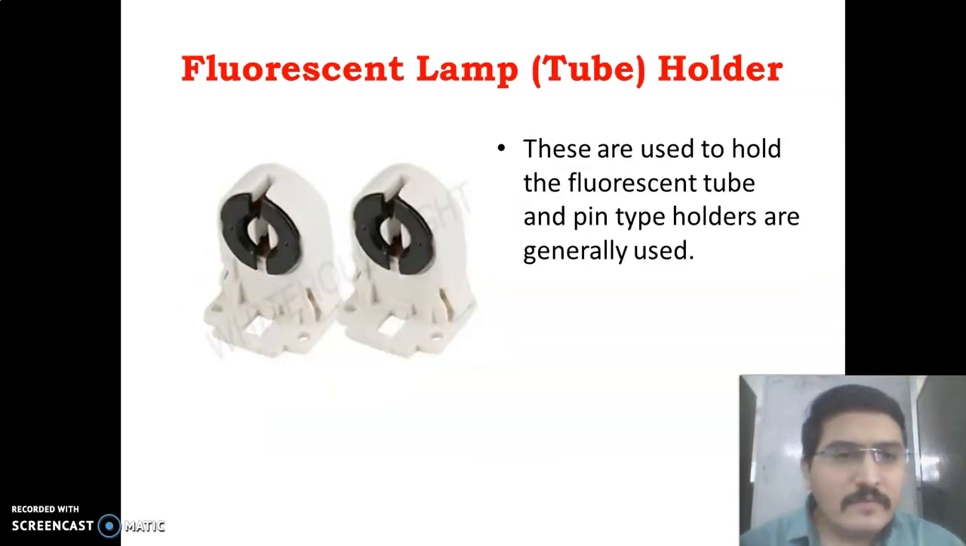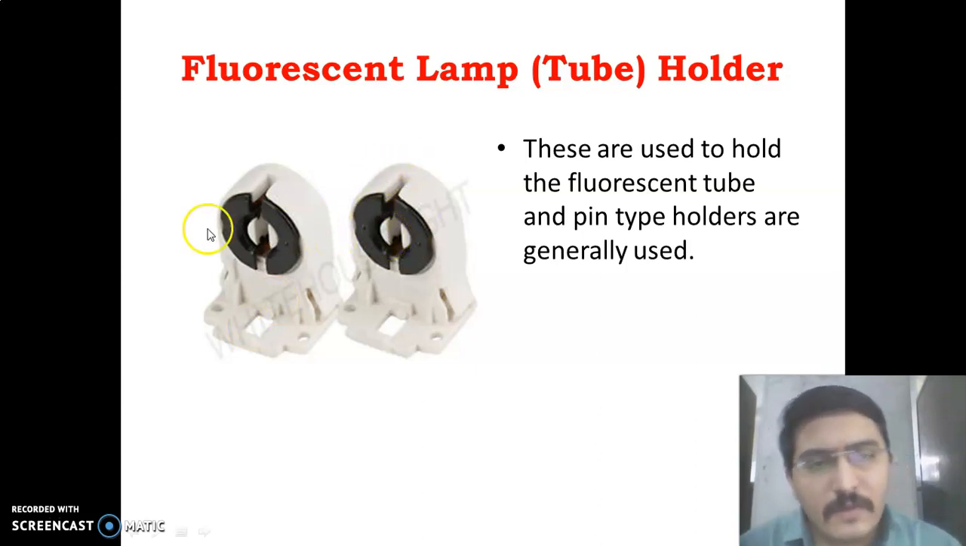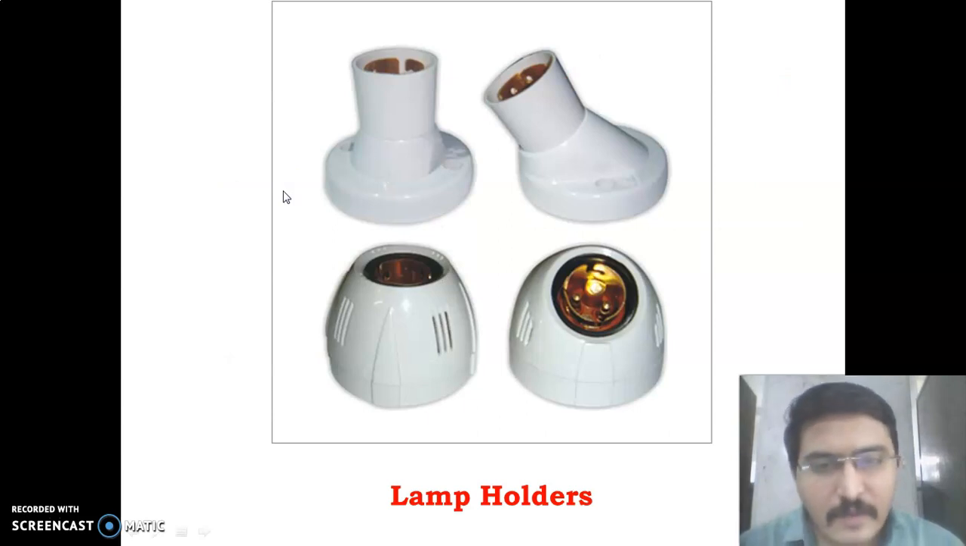Then we have the fluorescent lamp holder. These are used to hold the fluorescent tube light pin. Tube light and pin type holders are generally used for this application. Then we have these pictures of lamp holders of different types.